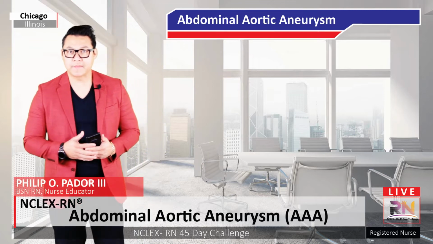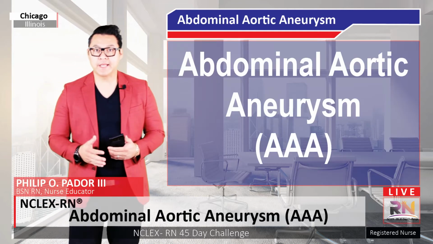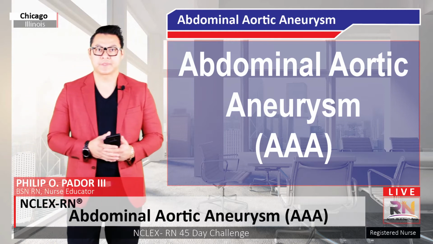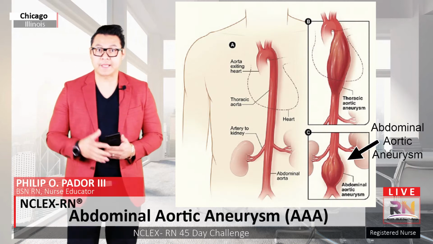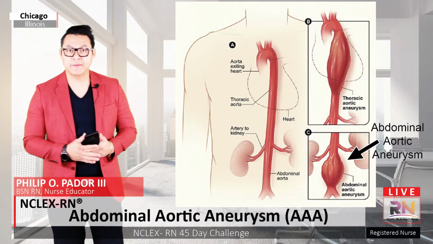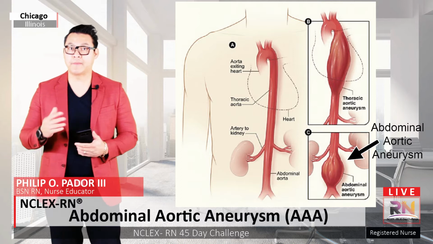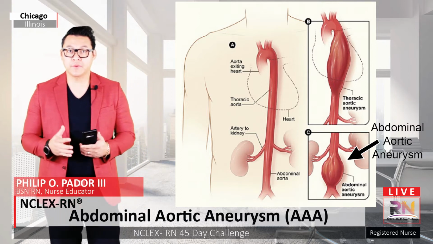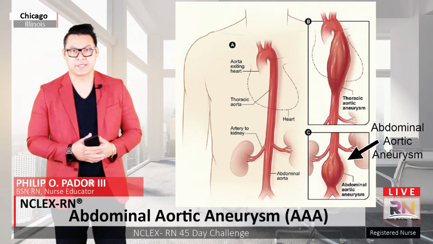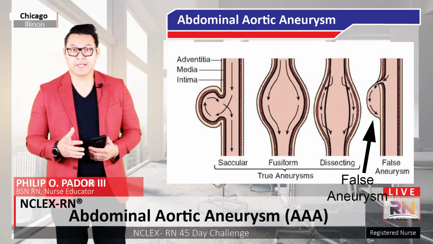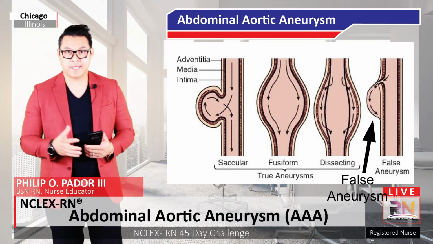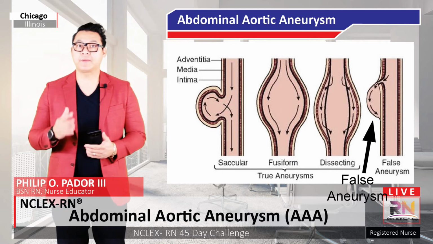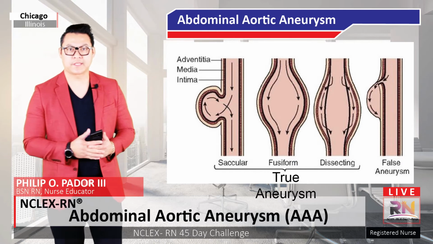In this video, I'm going to be talking about Abdominal Aortic Aneurysm, or AAA. An abdominal aortic aneurysm, as the name suggests, is an aneurysm, a ballooning that develops in the abdominal section of your aorta. So you might remember that there are true and false types of aneurysms. But when you hear abdominal aortic aneurysm, or AAA, what's most likely being referred to is a true aneurysm, a permanent dilation of the wall of the aorta.